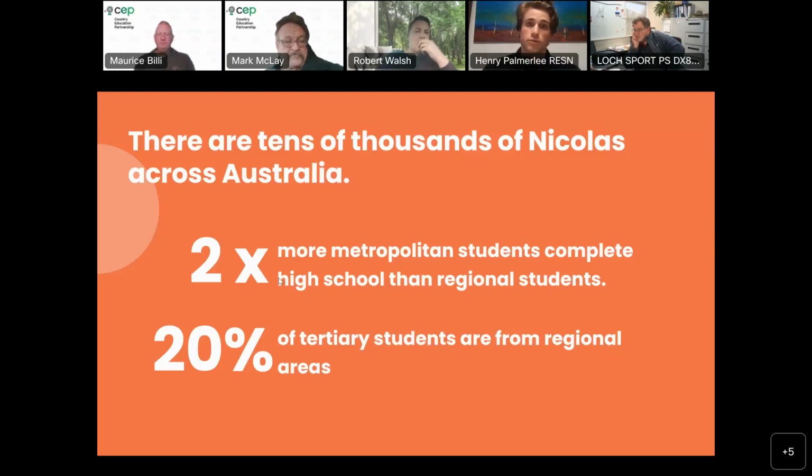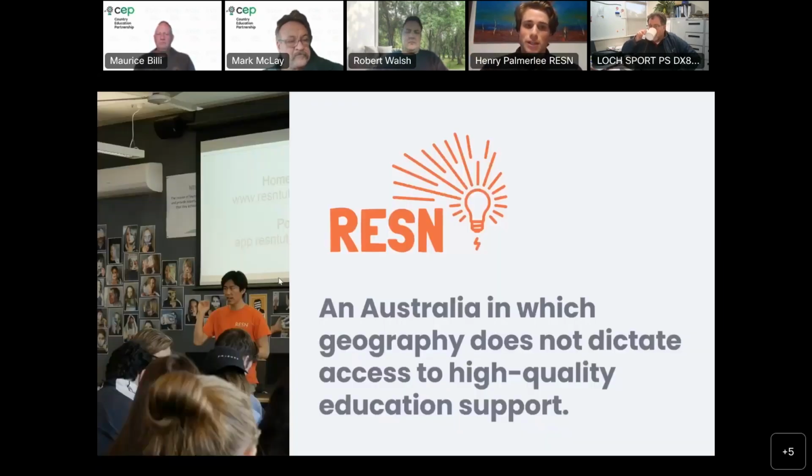of tertiary students are from regional areas. And that is not commensurate with the percentage of high school students who are from regional areas. This is where RESN comes in. We, as I said, envision an Australia in which geography does not dictate access to high quality education support.